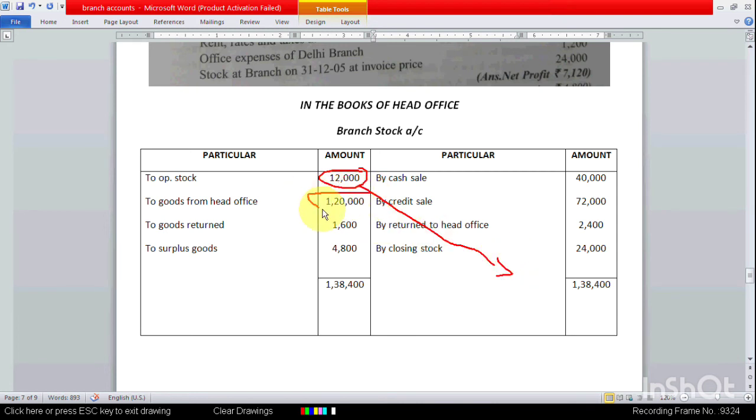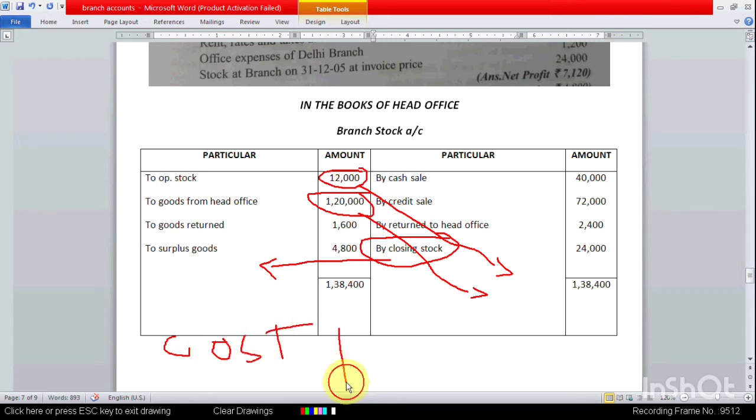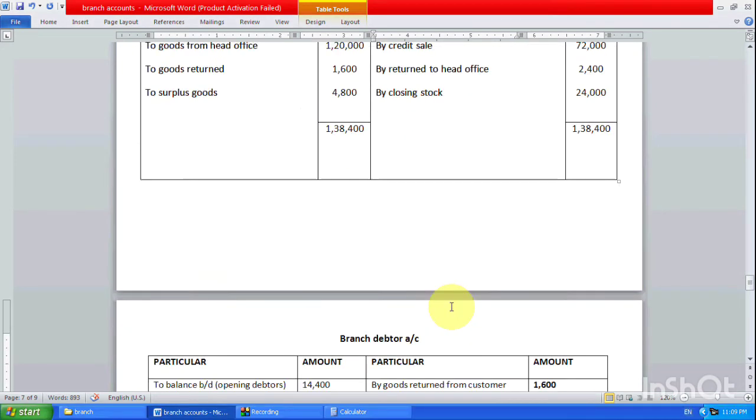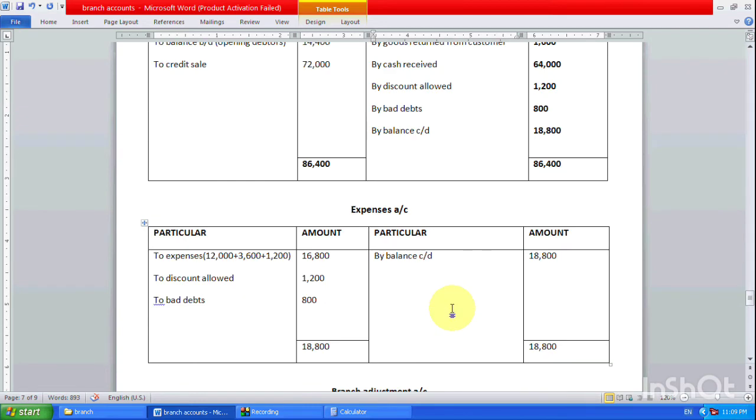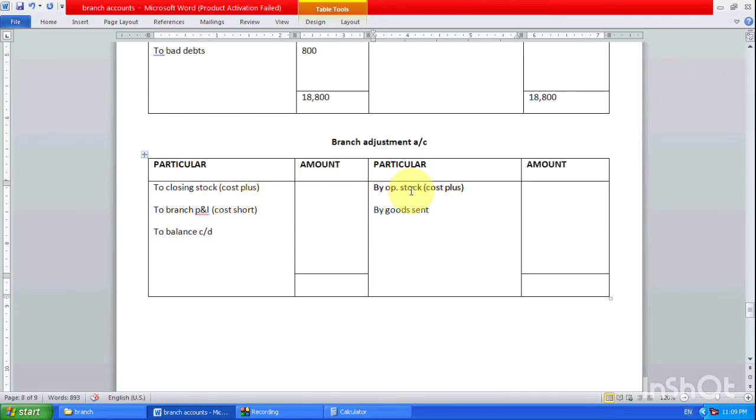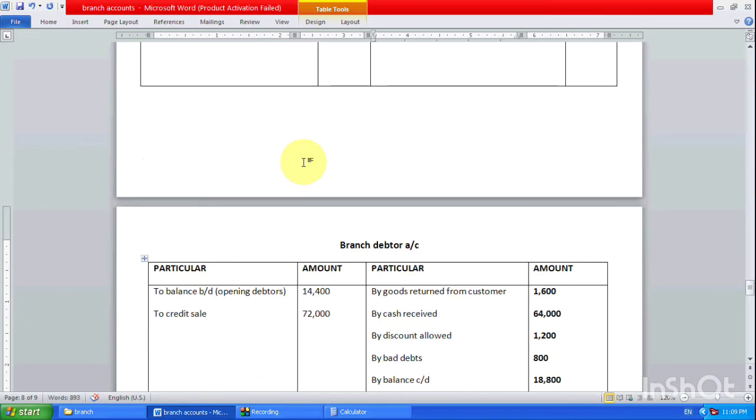Whatever is in the debit, opening stock and goods from head office, that surplus amount we have to transfer to the credit side. Means when it comes in, we have already written it in debit, now we are transferring it to the credit side. And closing stock is on the credit side, so we have to transfer it to the debit side, only the cost plus amount. If you are taking extra in the debit side, we have to remove it. For removing it we have to write on the opposite side. That is the logic, a simple logic. Okay, here first we have to calculate opening stock, closing stock.